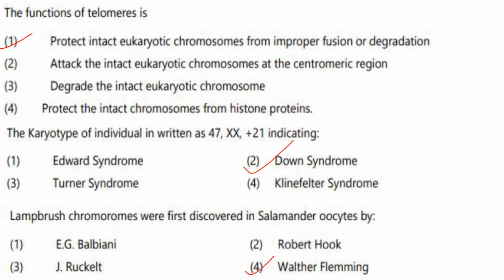The karyotype of an individual is written as 47, XX, +21, indicating... So +21 is trisomy of the 21st chromosome. That is why there are 47 chromosomes. So it is Down's syndrome. Answer is option 2. Lampbrush chromosomes were first discovered in salamander oocytes by Walther Flemming. Answer is option 4.